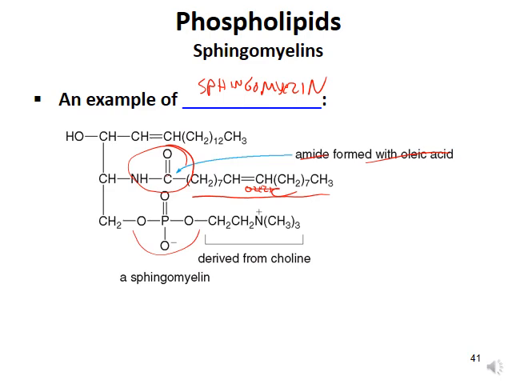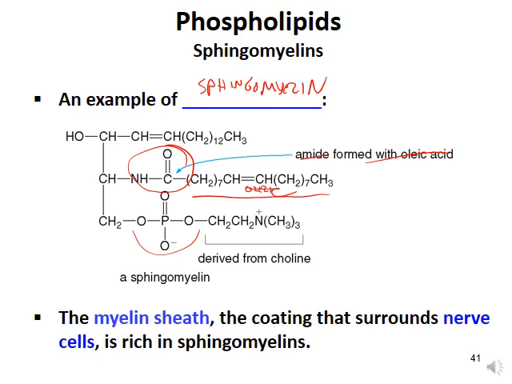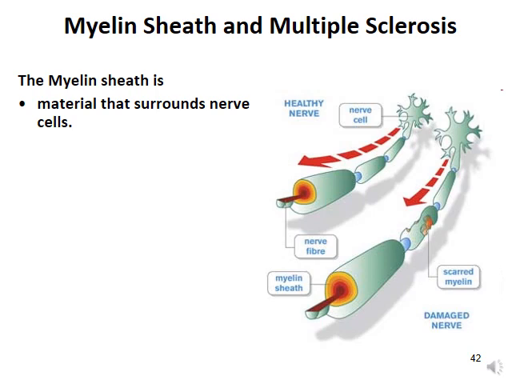Okay, and why is this one important? The myelin sheath, which is the coating that surrounds nerve cells, is rich in sphingomyelins. This is a big deal. Why is it a big deal? The myelin sheath is the material that surrounds the nerve cells in these little sort of pockets. And they're very, very good at instant, quick nerve cell information transfer. That allows us to have quick twitch movement.